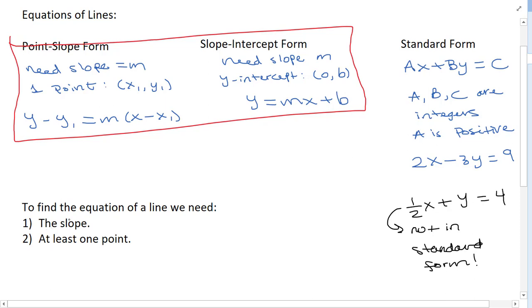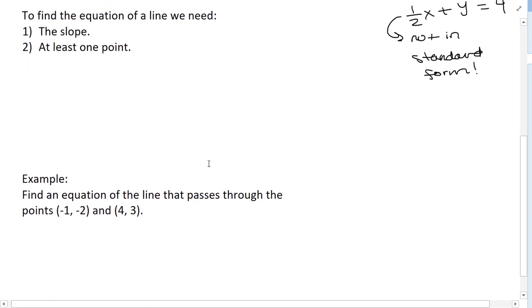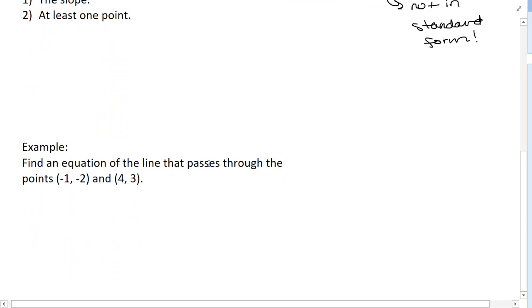So what does at least 1 point mean? Well, we can use the point slope form to find it if I have a point. So let's try an example. Here we want to find an equation of the line that passes through the points (-1, 2) and (4, 3).